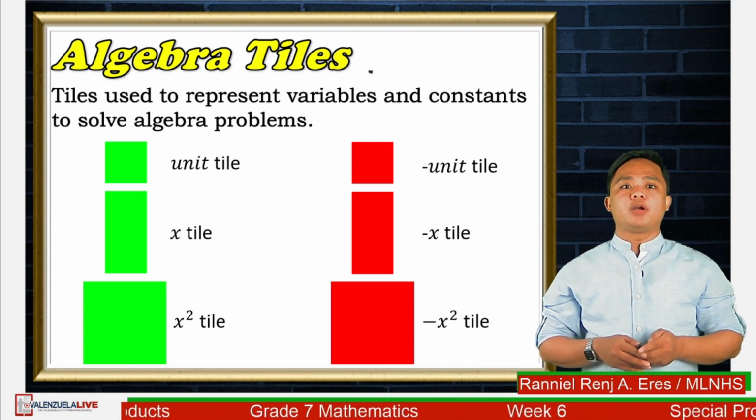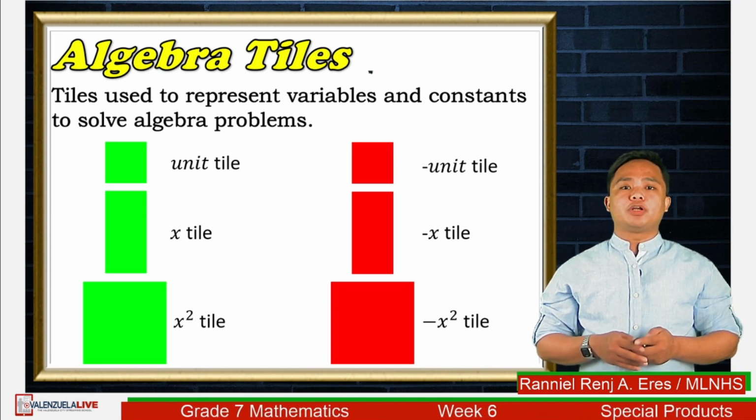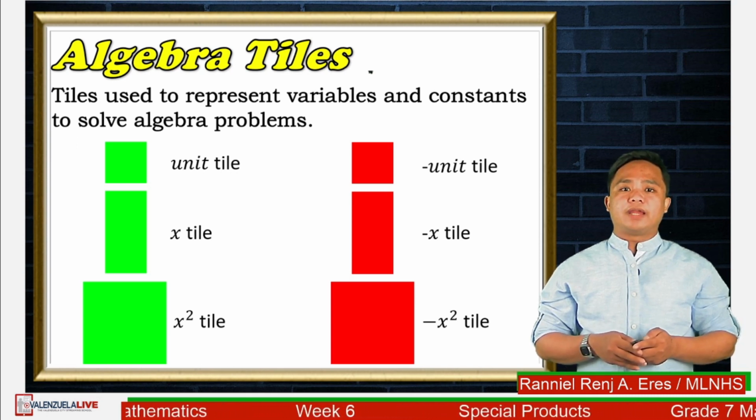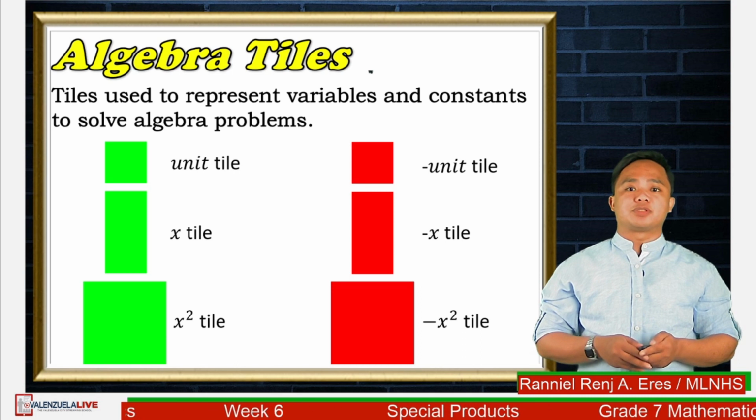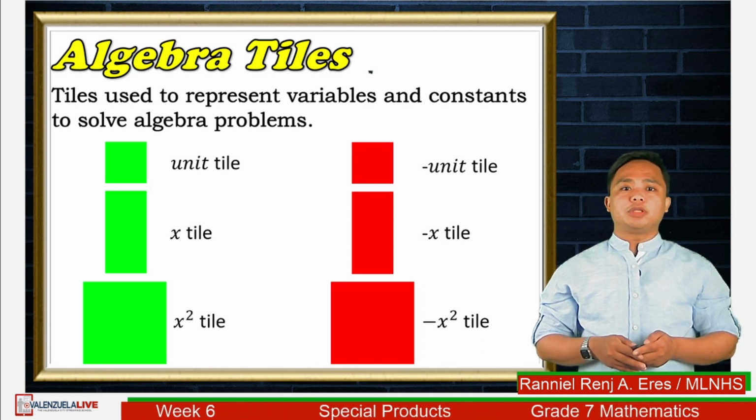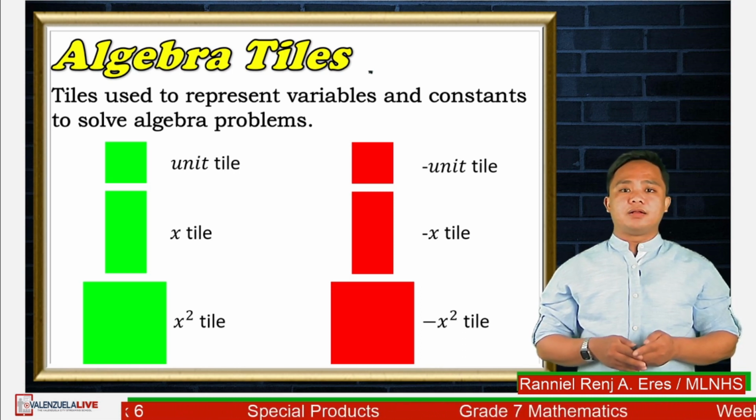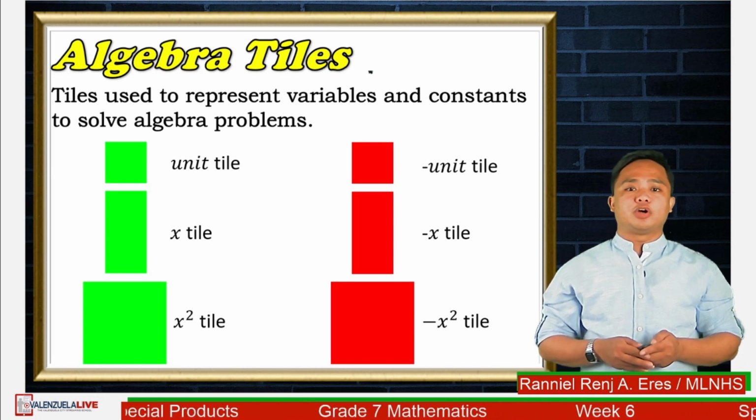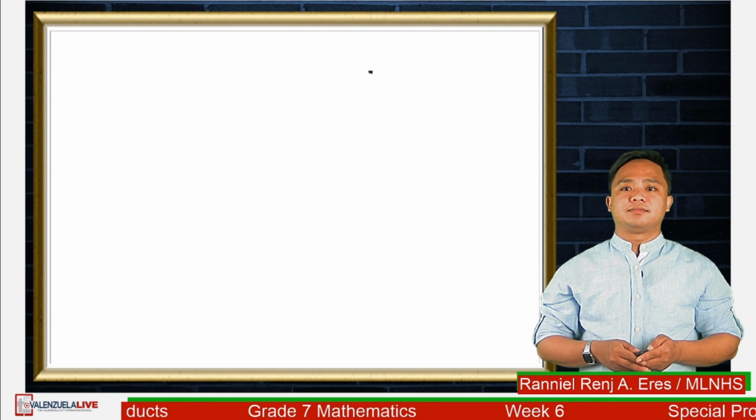Remember, if we are multiplying same colored tiles, the result will always be a green tile, like green times green or red times red. But when we multiply tiles that are not the same color, the result is always a red tile, like red times green or green times red.